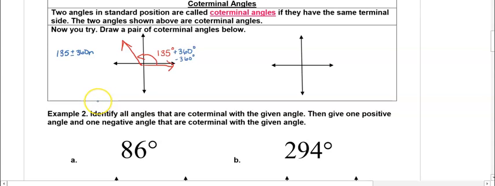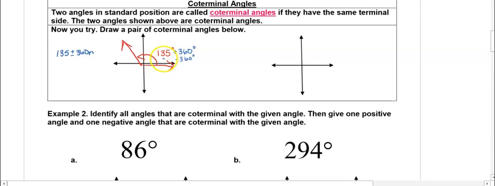So you could do 786,242 rotations, and that's what you would put in for n. And it's still going to get you a degree measure. All you do is plug it in. So what coterminal means is they just begin and end in the same place.